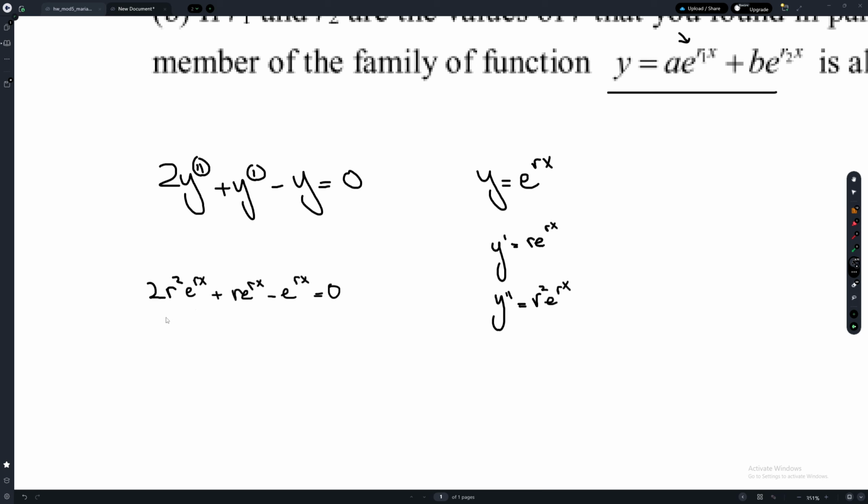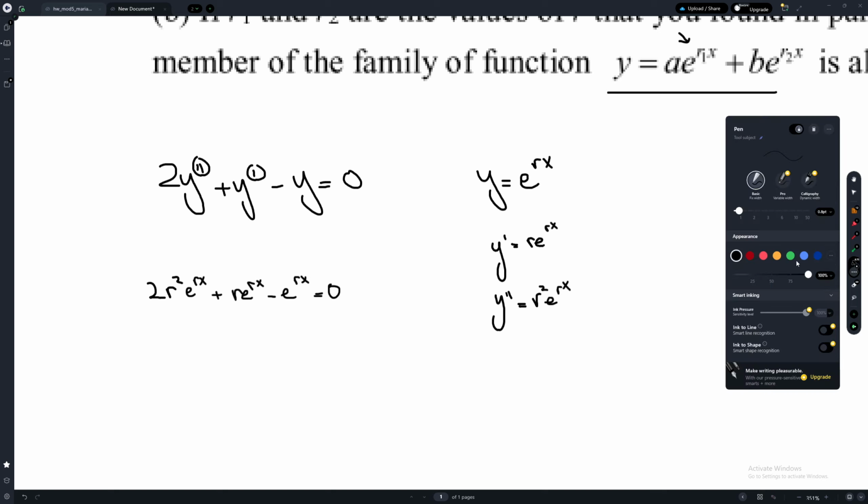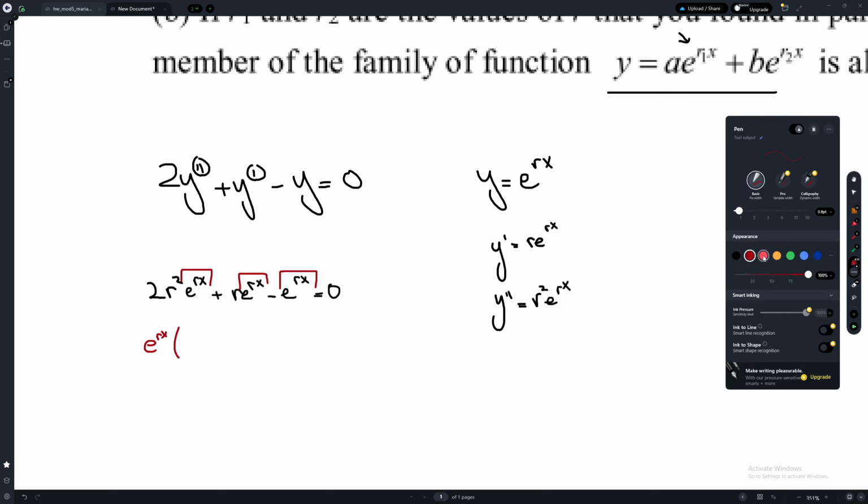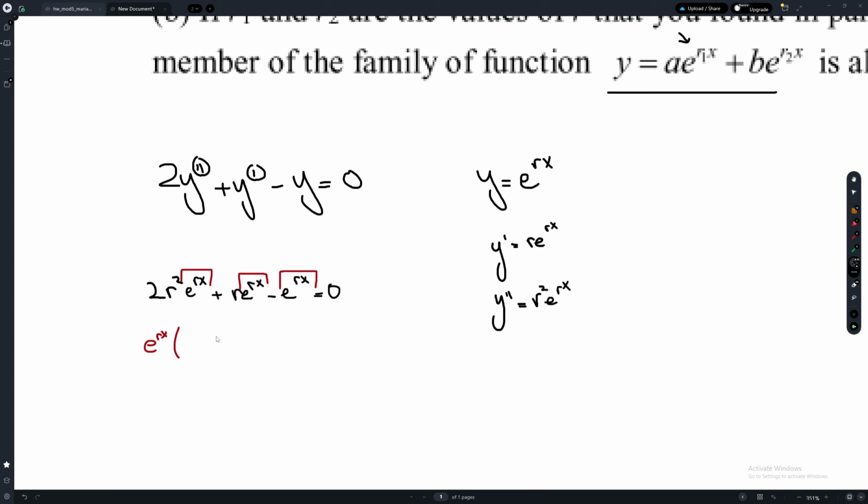All right, so now when you look at this, you're like, what can I do with this? You can't just leave it like this. You can't pull out an r because this side is missing an r. But you have e to the rx common in all of them. And so, as you can see, right here, this term I can pull out. This is the same term, and that is also the same term. I can pull all these out. I can do e to the rx right here, right?